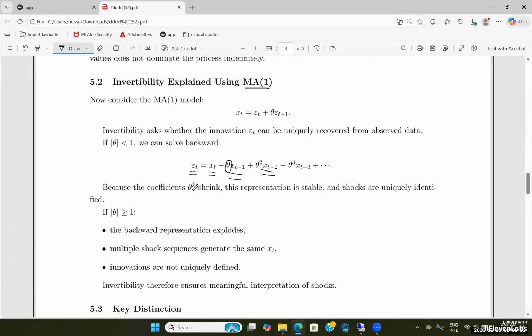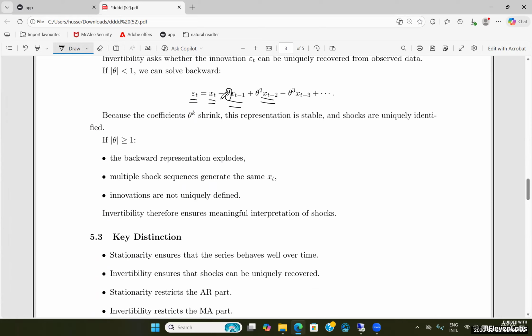So in this specific scenario, we observe that the coefficients have significantly shrunk. This implies that our representation remains stable, and crucially, the underlying shocks can be uniquely identified. However, a significant problem emerges. If the parameter theta happens to be greater than 1, then the backward representation quickly becomes unstable and gets entirely out of control. Consequently, multiple distinct shock sequences are able to generate the exact same observed xt series. So, to ensure that we observe a truly unique shock sequence, it is essential that the autoregressive parameter, when structured in this fashion, must also be strictly less than 1.